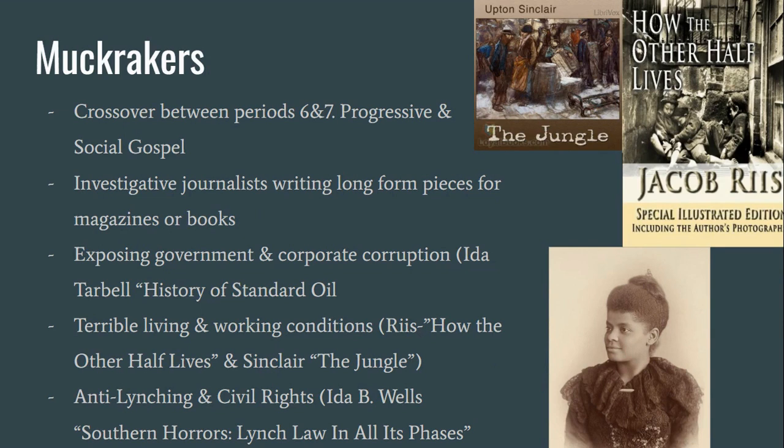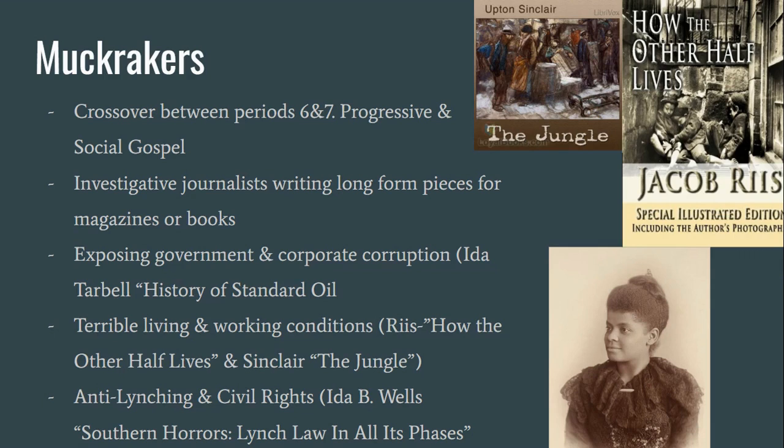Our last term is another one that crosses over time periods, 6 and 7, in between social gospel and progressive reformers. Muckrakers were investigative journalists who wrote long-form pieces for magazines or books. They exposed government and corporate corruption. A great example of that was Ida Tarbell's History of Standard Oil. They highlighted terrible living and working conditions, like the already mentioned How the Other Half Lives, and Upton Sinclair's famous work, The Jungle, which I highly recommend.